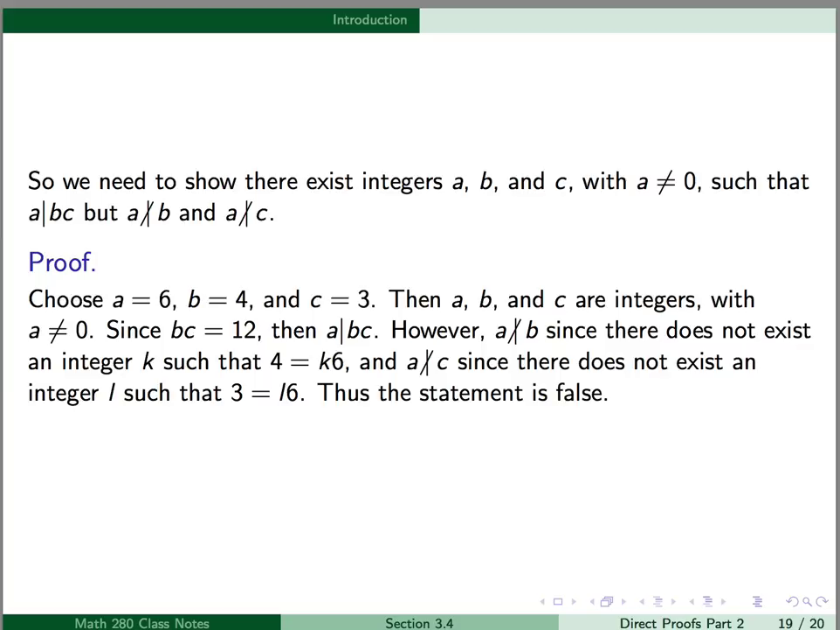However, a does not divide b, so 6 does not divide 4, since there does not exist an integer k such that 4 is equal to k times 6. And a does not divide c, so 6 does not divide 3, since there does not exist an integer l such that 3 is equal to l times 6. So we've found a counterexample, or we've found integers which satisfy the negation of our statement, so this tells us that our statement is false, and this disproves the statement.